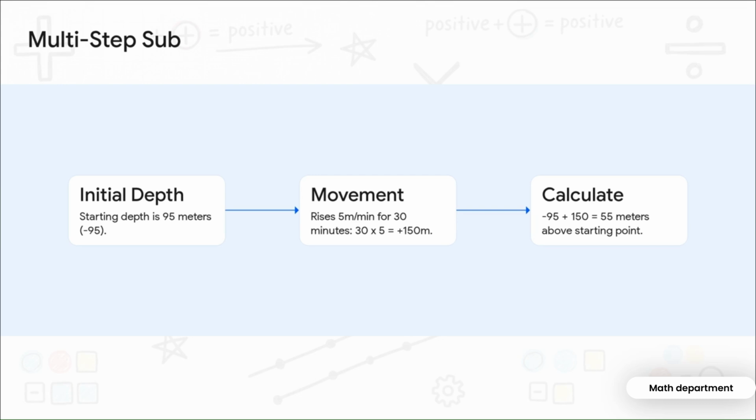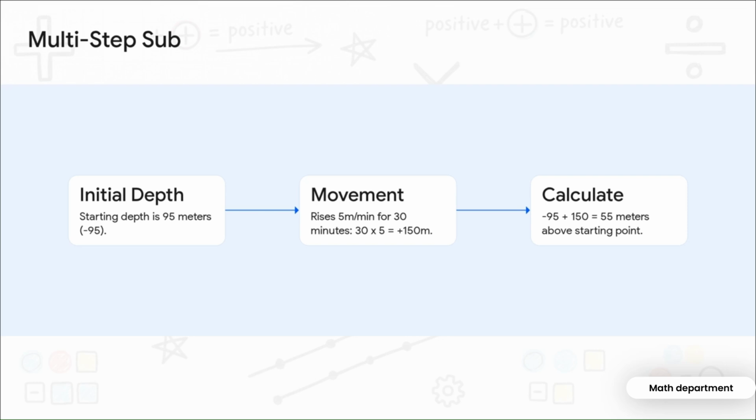Step 2 is calculating the movement. It rises for 30 minutes at a speed of 5 meters per minute. To find the total rise, we multiply. 30 times 5, which equals a positive 150 meters. Step 3 is combining them. Negative 95 plus 150. We find the difference, which is 55. And since the positive 150 is the larger absolute value, the answer stays positive, so 55 meters.